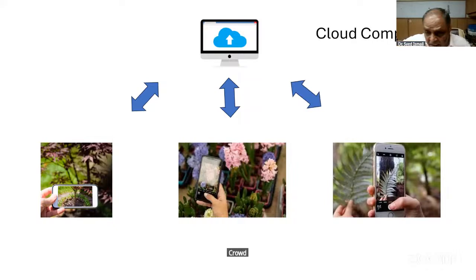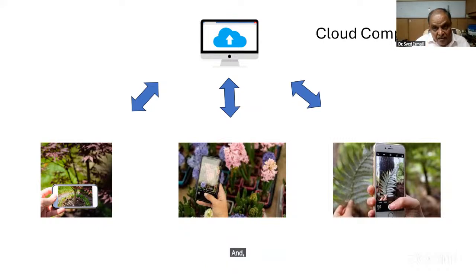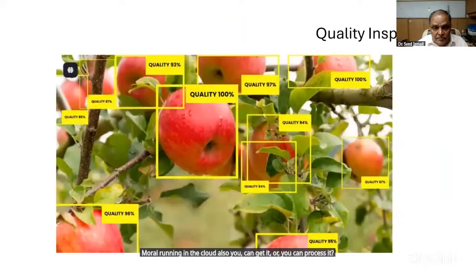Cloud computing, for example, here, this is a picture showing taking the plant, and it can go and get the main model running in the cloud. Also, you can process it and send it. This is interesting. I think somebody asked us 10 days back also. For mango, they want this type of quality inspection.